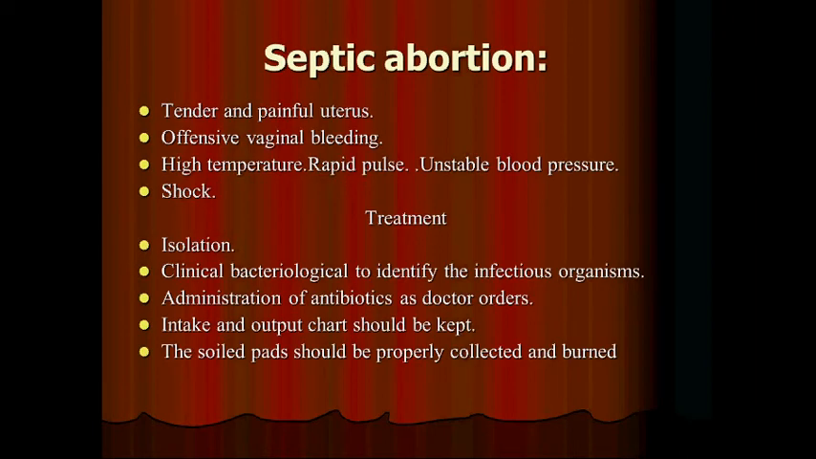Septic abortion. Tender and painful uterus. Offensive vaginal bleeding. High temperature. Rapid pulse. Unstable blood pressure. Shock. Treatment: isolation, clinical and bacteriological tests to identify the infectious organisms, administration of antibiotics as the doctor orders. An intake and output chart should be kept. The soiled pads should be properly collected and burned.